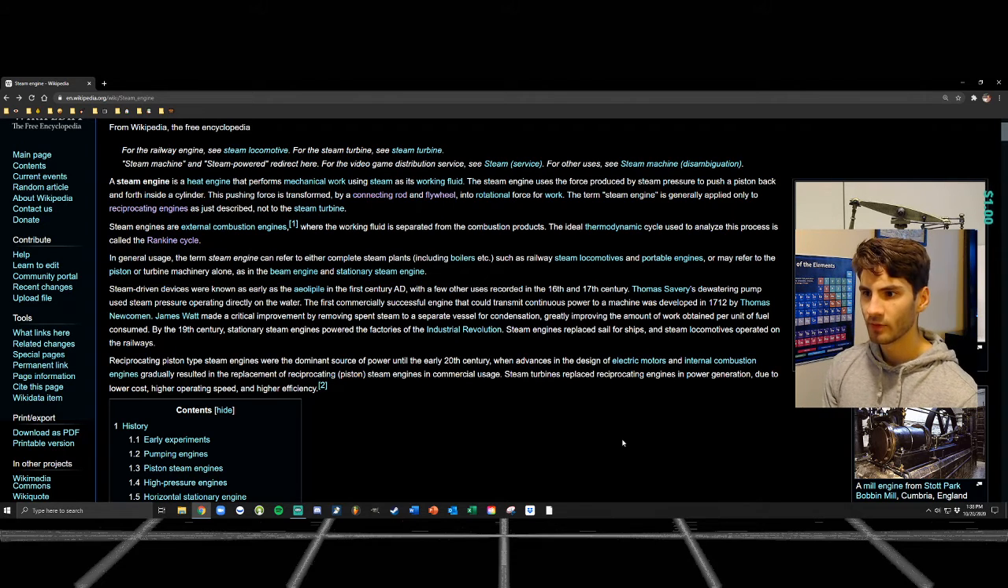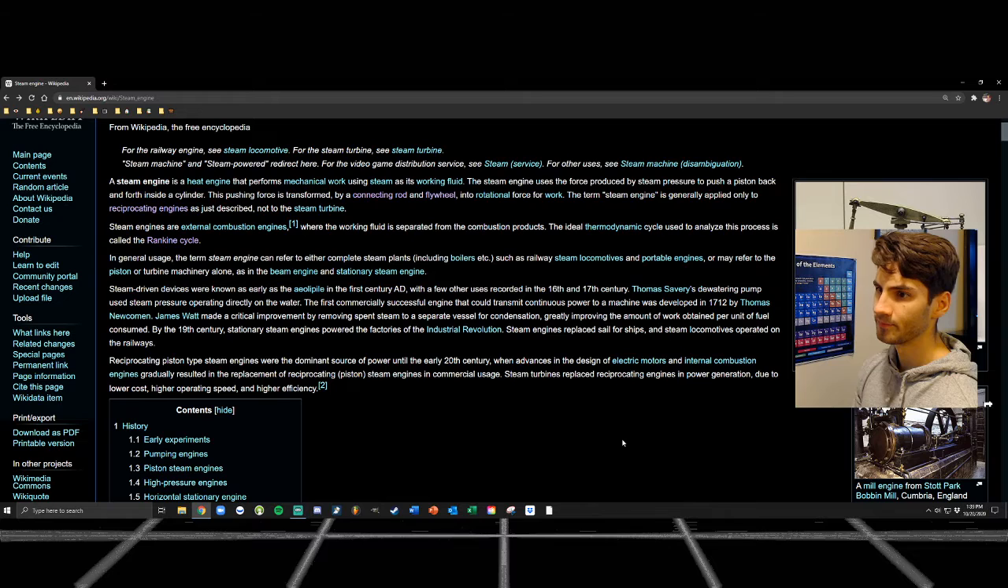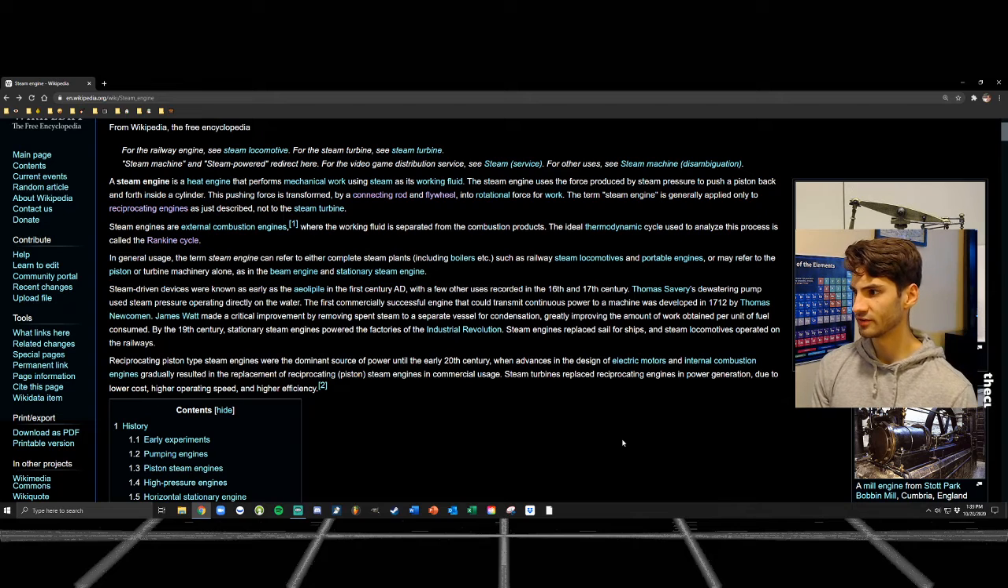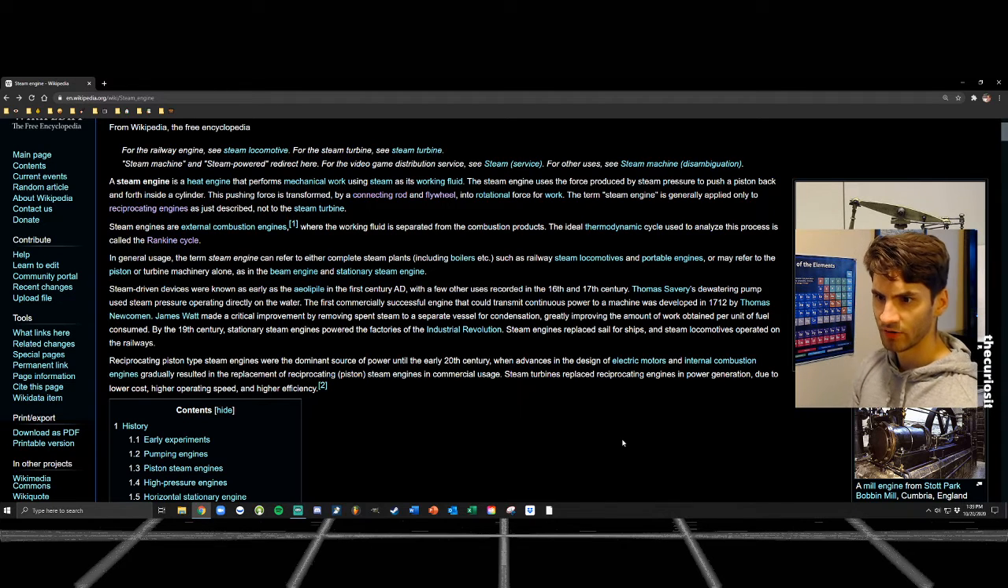James Watt made a critical improvement by removing spent steam to a separate vessel for condensation, greatly improving the amount of work obtained per unit of fuel consumed. By the 19th century, stationary steam engines powered the factories of the Industrial Revolution. Steam engines replaced sail for ships, and steam locomotives operated on the railways.